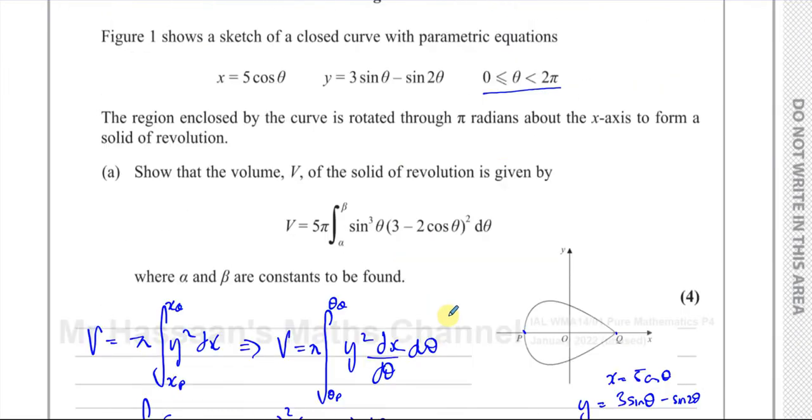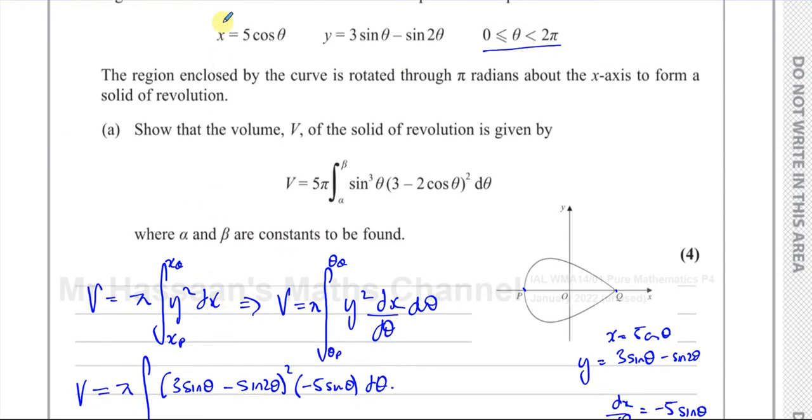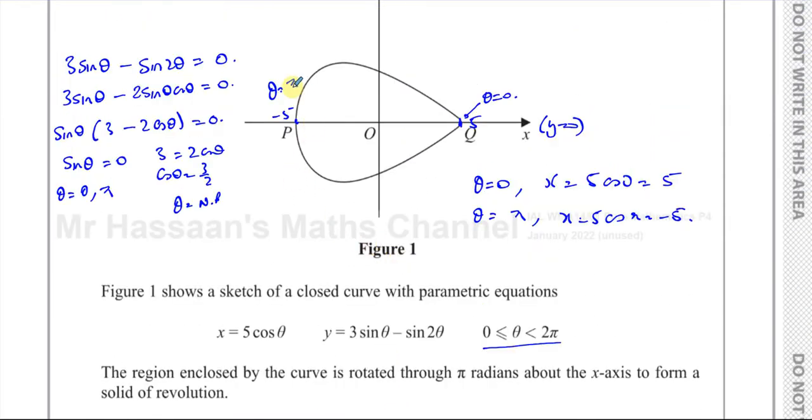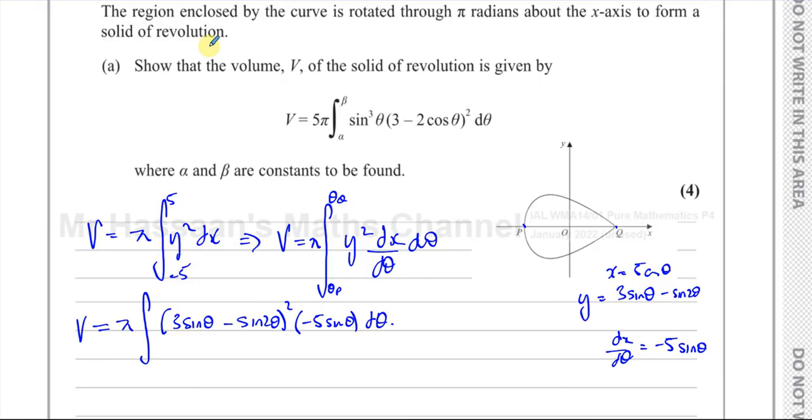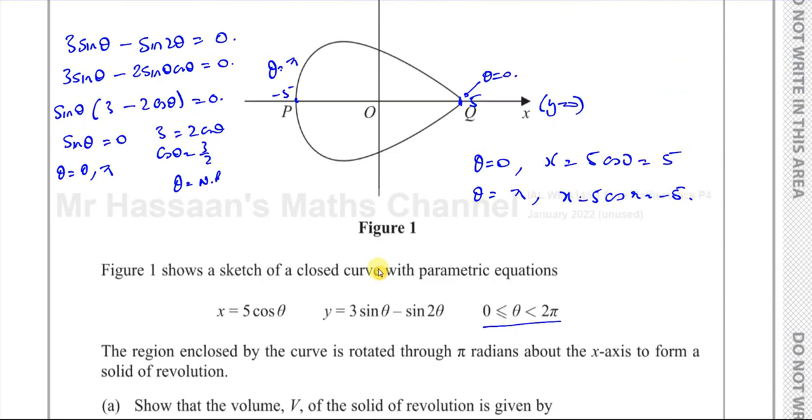So let me just put these limits in. This is going to be between minus 5 and 5. Let me rewrite this: between minus 5 and 5. Those were when it was in terms of x. And minus 5 corresponds to the theta value of pi. So this is pi here, and this value up here is 0.